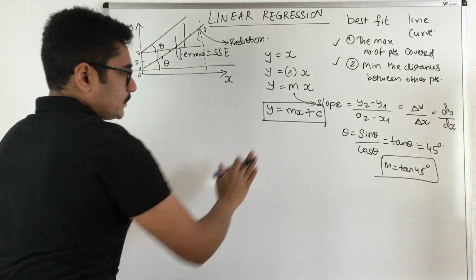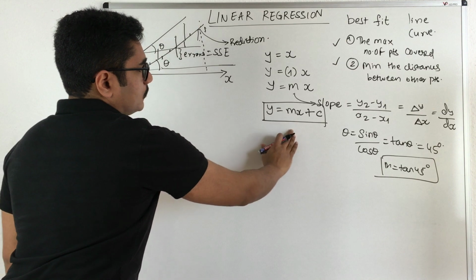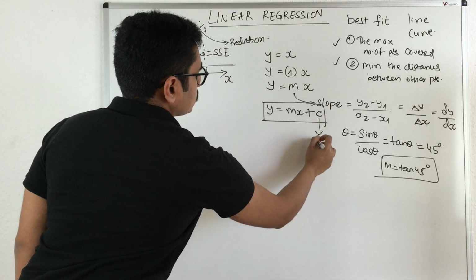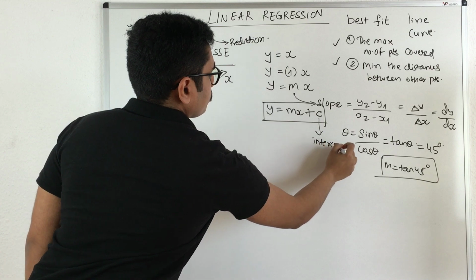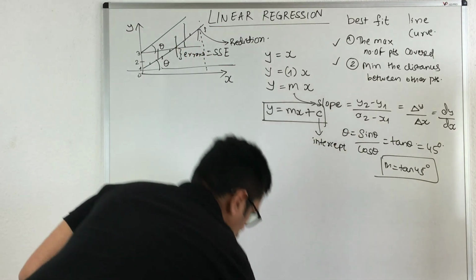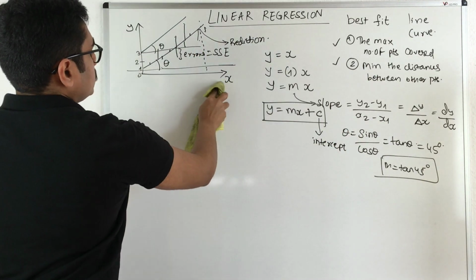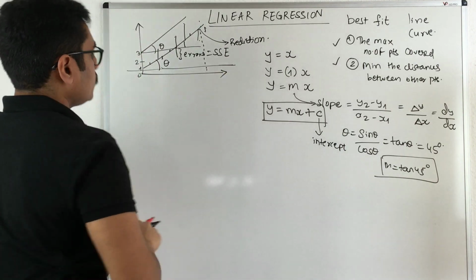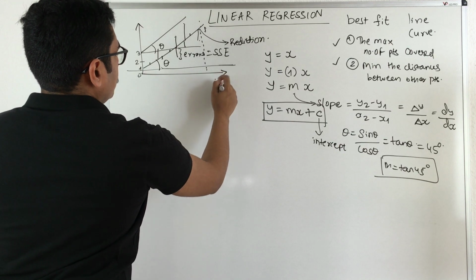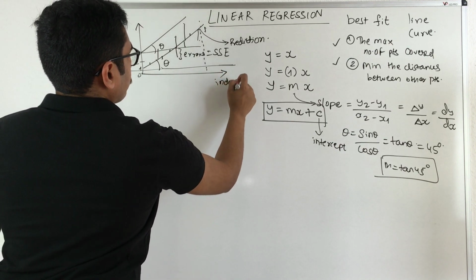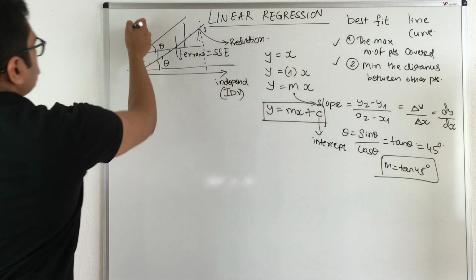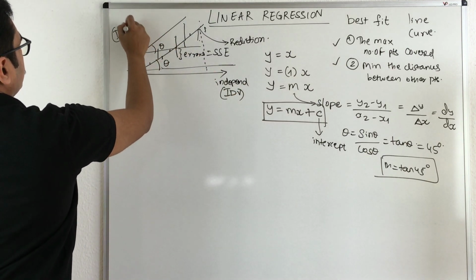So your equation of the line gets completed by y is equal to mx plus c, where m is the slope and c is your intercept. So what we can possibly do is erase this and be more specific. That is, x is called the independent variable, that is IDV, and this is your dependent variable, DV.